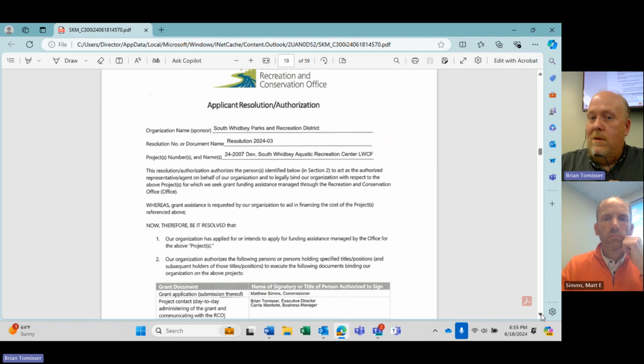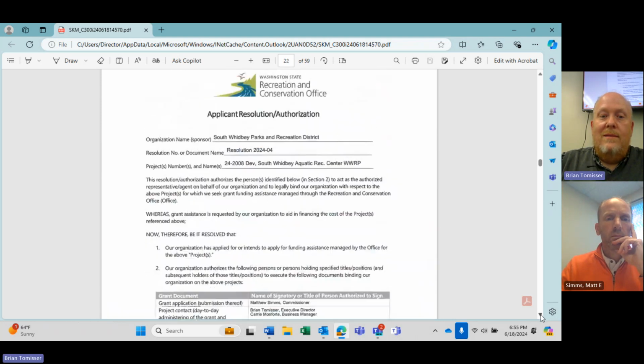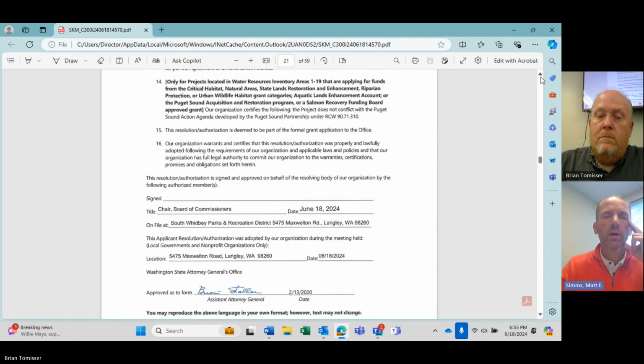So there are two resolutions to look at: number 24-2007, which is the LWCF resolution, and the other one is the WWRP, which is 24-2008. Just as a reminder, the LWCF grant is the one that has a $2 million limit, and our application is for 1.91 million, matching the rest with our own bond funds. So that's a 1.91 million application.